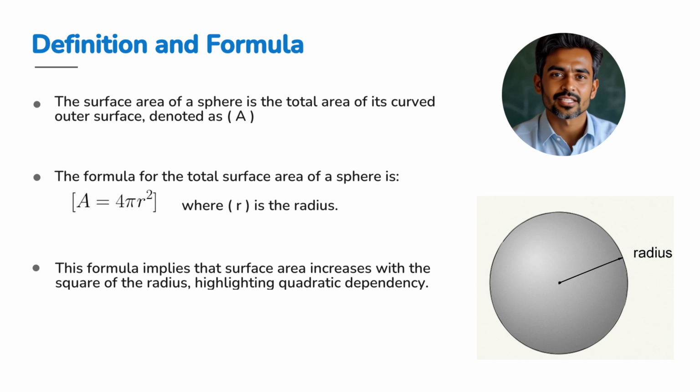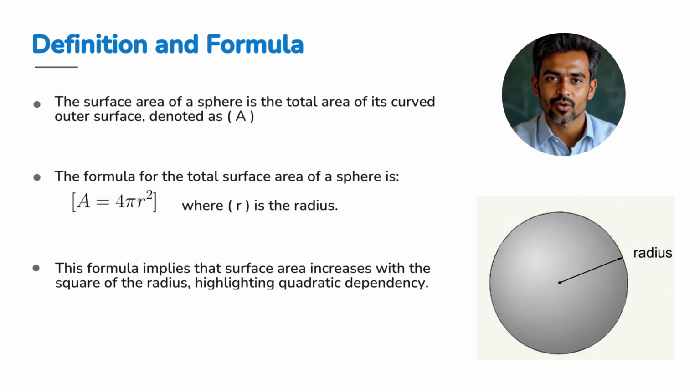This formula tells us something interesting. The surface area increases with the square of the radius. So, if you double the radius, the surface area becomes 4 times as big. This is an example of what we call a quadratic relationship. Picture the diagram on your screen. A sphere with the radius marked, and a curved outer surface shaded to remind you that it's this curved skin we are measuring. This surface area formula simplifies many complex problems in physics, engineering, and everyday life.